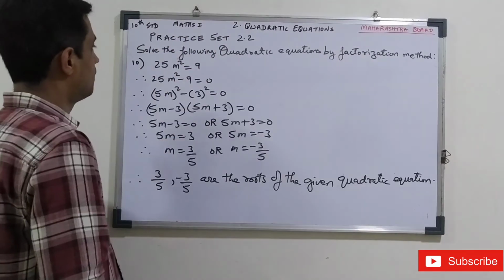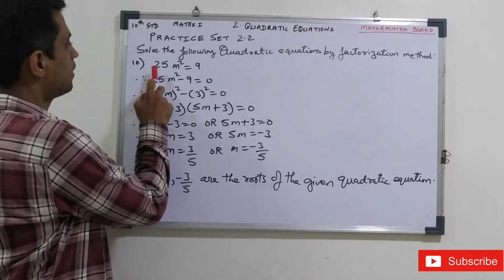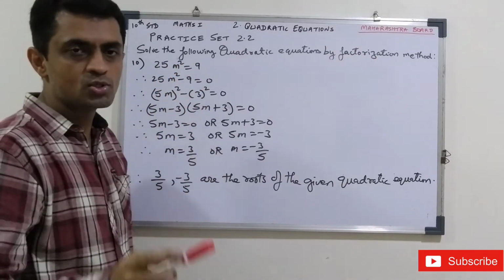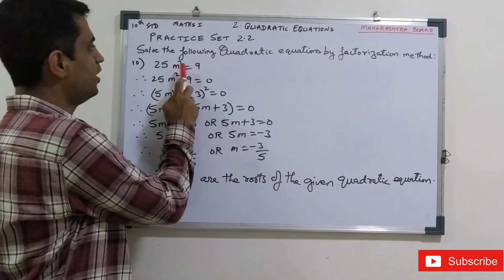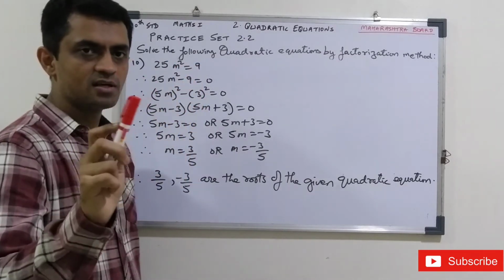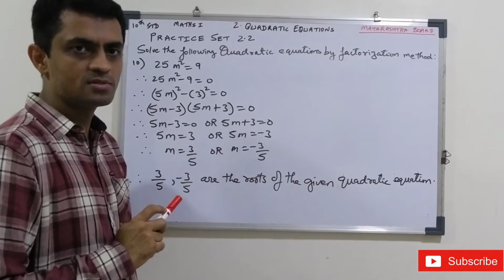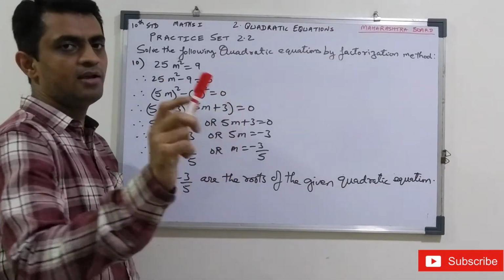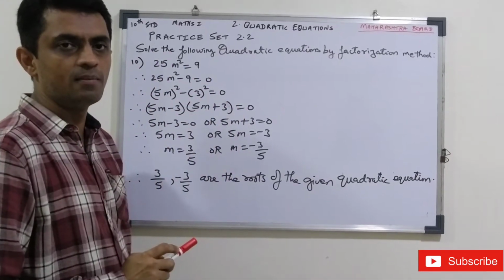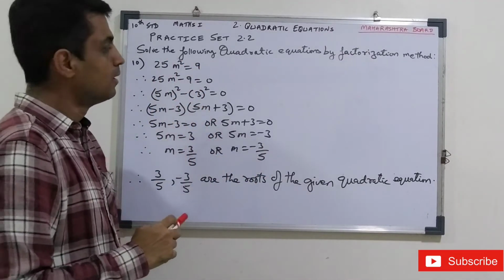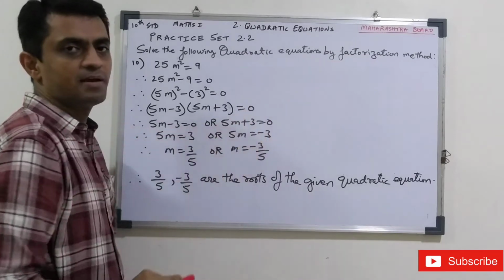Done? 10 sum: 25m square is equal to 9. Now students, if you see here, only 2 terms are there. Now what should we do for the 2 terms? If the 3 terms are there, you know very well, splitting of the middle term. But now 2 terms are there. So what should you do? Always use a factorization method.